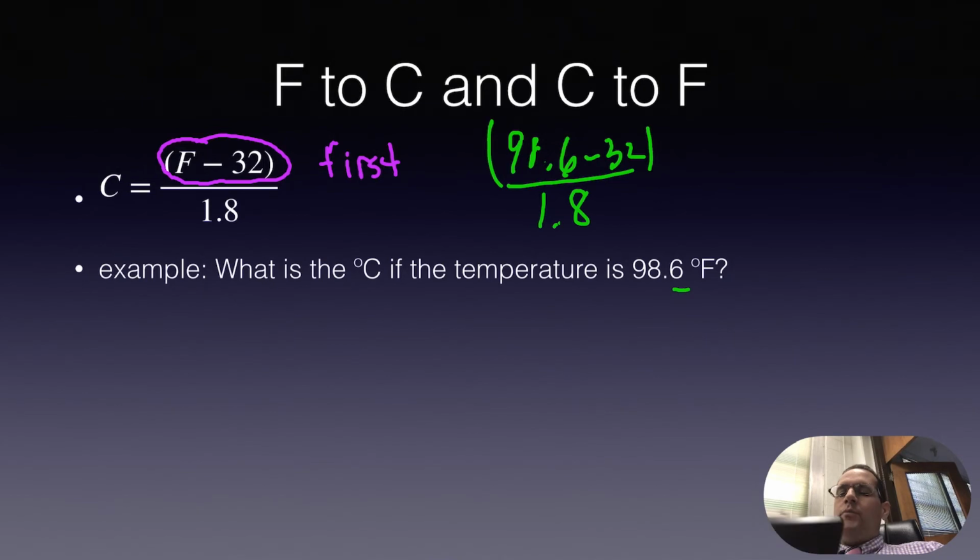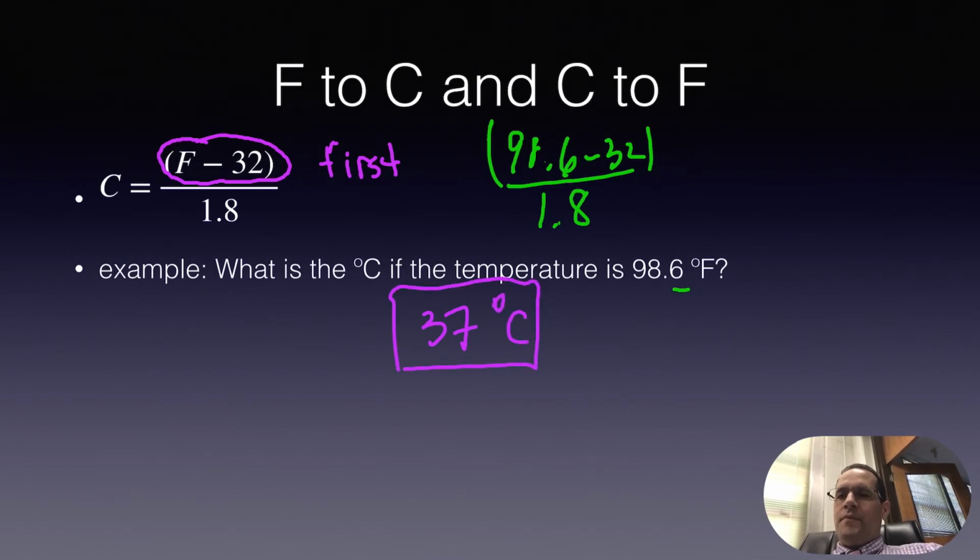66.6, all right? Now divide that by 1.8 on your calculator and hit the equal or answer key, and you get 37 degrees Celsius. Okay, we'll just leave it like this. Really, I should put 37.0 degrees Celsius, but I'm just going to write 37. Okay, so that's body temperature.